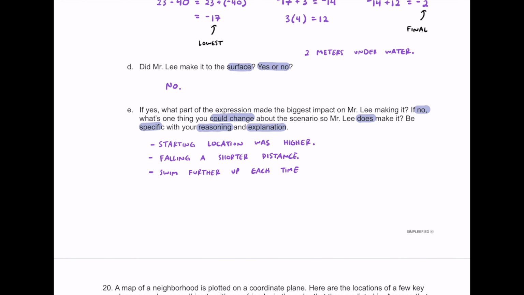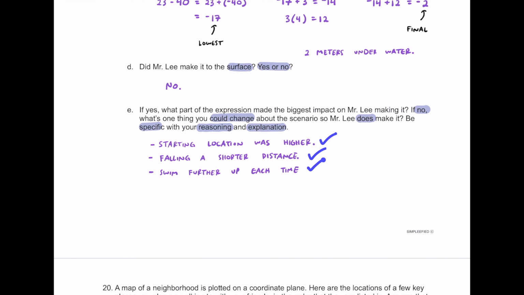So there's a lot of things you could change to make this scenario where Mr. Lee does make it to the surface, but here are just 3 where maybe if the starting location above the water was higher, then we'd have a different outcome. If we didn't fall 40 meters, maybe just fell 20 meters or something like that, or maybe just fell 25 meters, something that you wouldn't go as deep underwater.